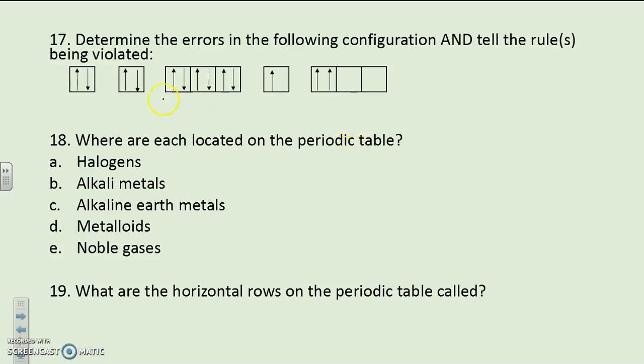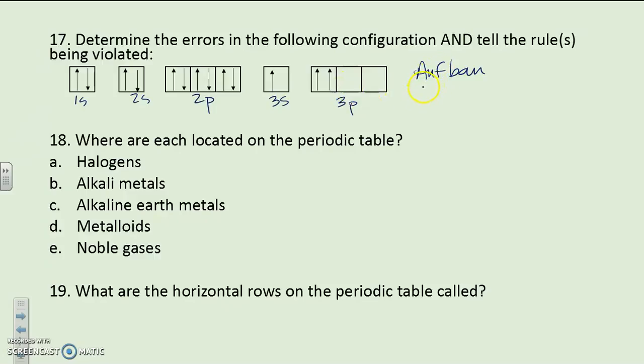All right. Number 17, determine the errors in the following configuration and tell the rule or rules that are being violated. Everything's good. This is 1s, this is 2s. We're looking good. This is 2p, this is 3s. Wait a minute. There's only one electron in here. Oh, and there's 2 in here, and it's just bad. What's the rule that's being broken here? Well, that would be the Aufbau principle, because you have to fill from the lowest energy first, which means the 3s has to be filled before the 3p.